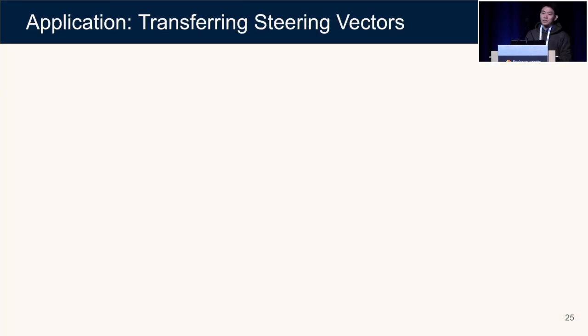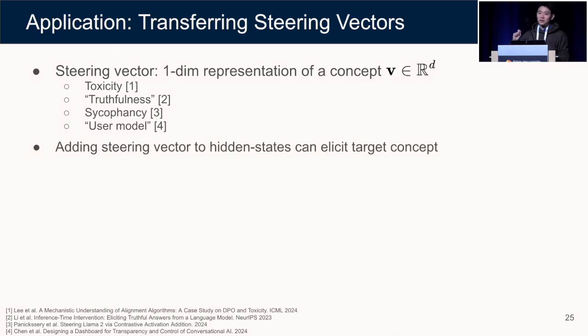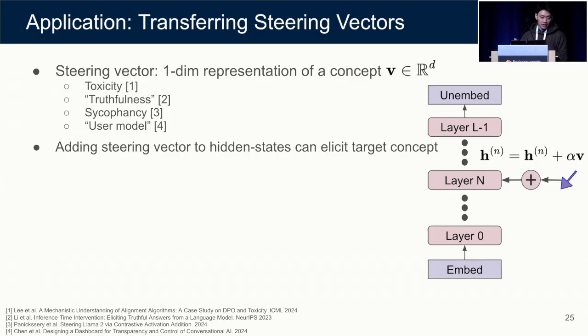So with that being said, in my last part, I will talk about a very simple application we can build on top of these insights, which is to transfer representations from one model to another. In particular, people have been using this term steering vector to refer to a one-dimensional vectorial representation of a concept. So for instance, people have found these representations for things like toxicity, truthfulness, sycophancy, and so on, where the idea is that if you simply add this concept representation into the model's hidden state during your forward pass, then you can elicit these concepts from the model's behavior.